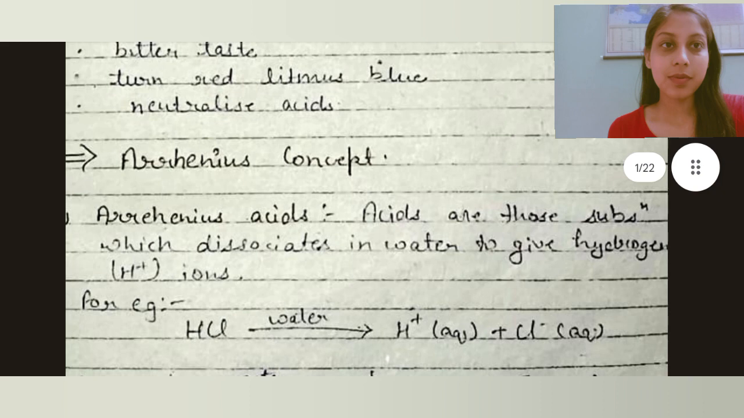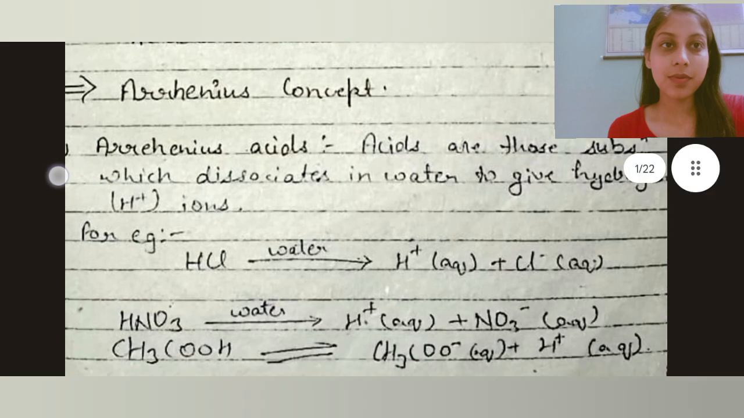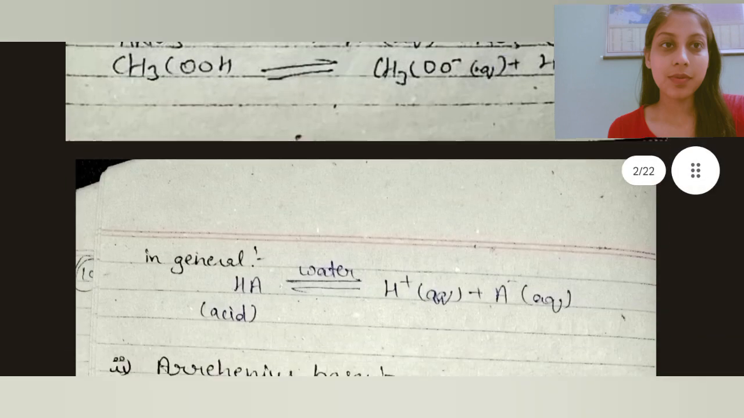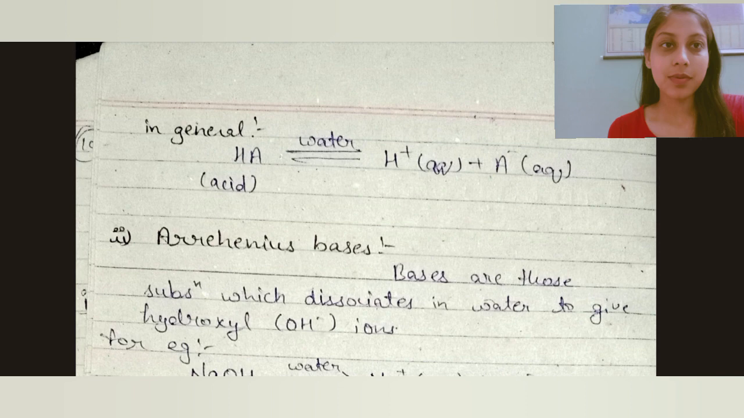Arrhenius acid. According to this, acids are those substances which dissociate in water to give hydrogen ion, that is H+ ion. HCl gives H+ plus Cl- ion on dissolving in water. Similarly, HNO3 gives H+ plus NO3- ion. CH3COOH gives CH3COO- ion plus H+ when dissolved in water. In general form, we say HA is an acid which, when dissolved in water, gives H+ and A-.